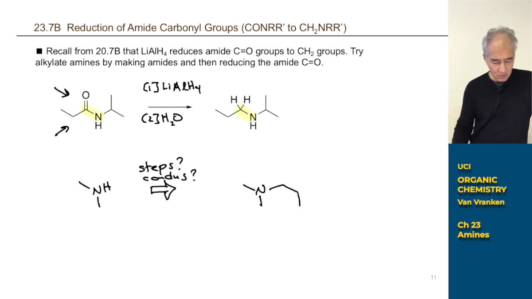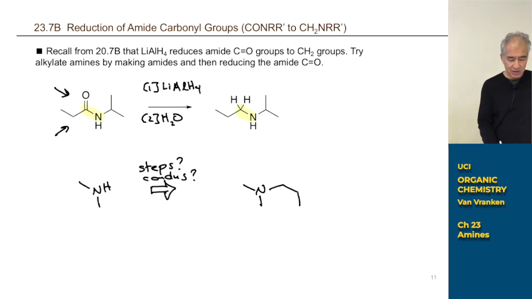So if I ask you for the steps and conditions, I would expect you to know how to do this. So step 1 would be acylation. In theory, you could use an anhydride. I don't know anybody that would, where you would get that anhydride from, but you don't have to show how you make it.